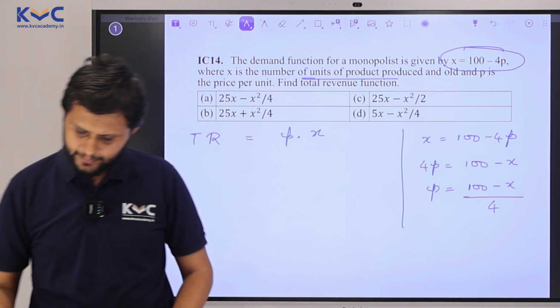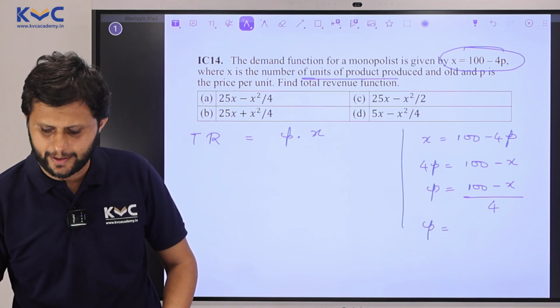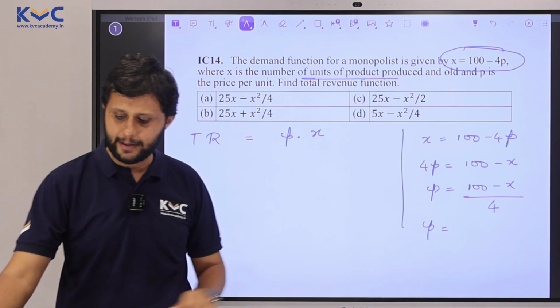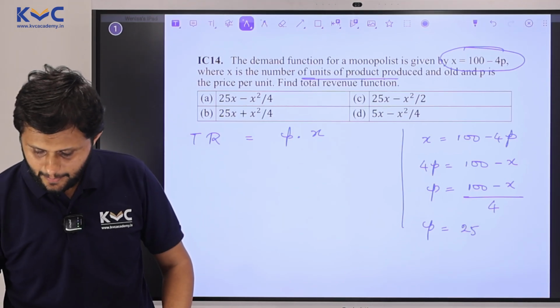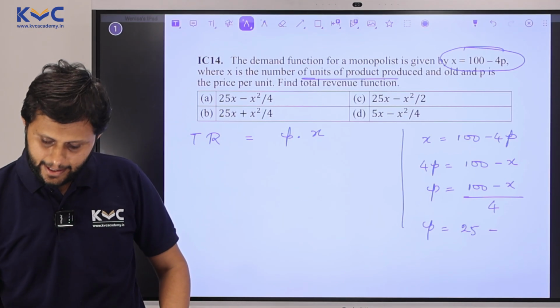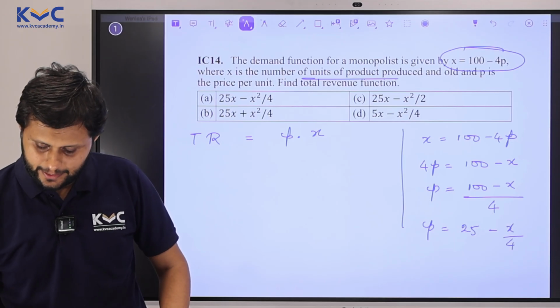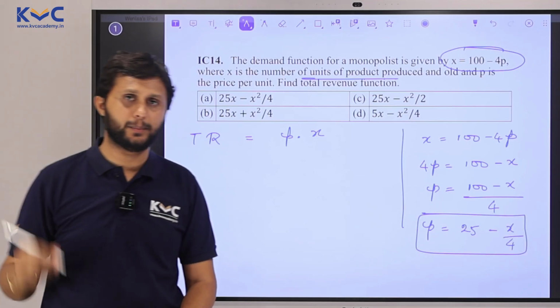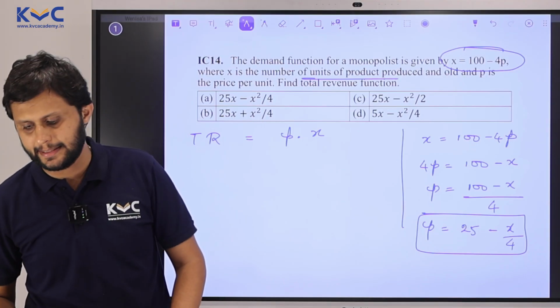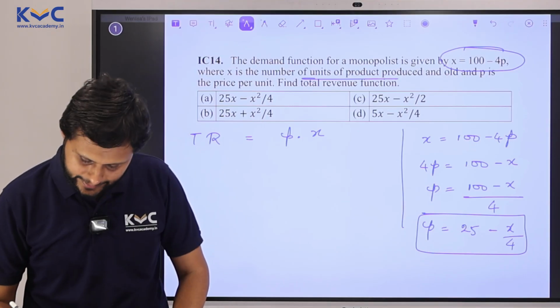Correct? Further, you can write P is equal to 100 divided by 4. I can split it. 100 divided by 4 is 25 minus x divided by 4. We can write this as the demand function P value. Price is equal to 25 minus x by 4. So I'll write that.